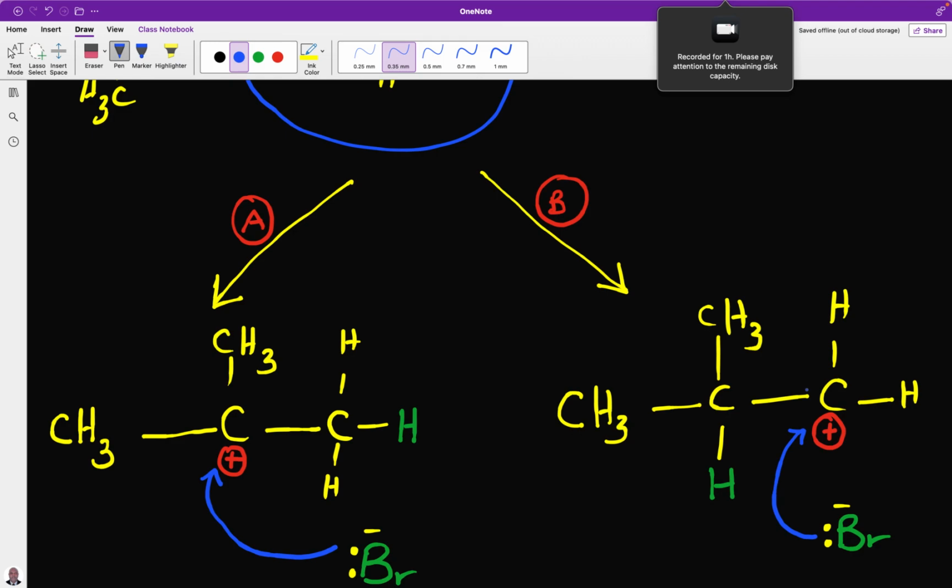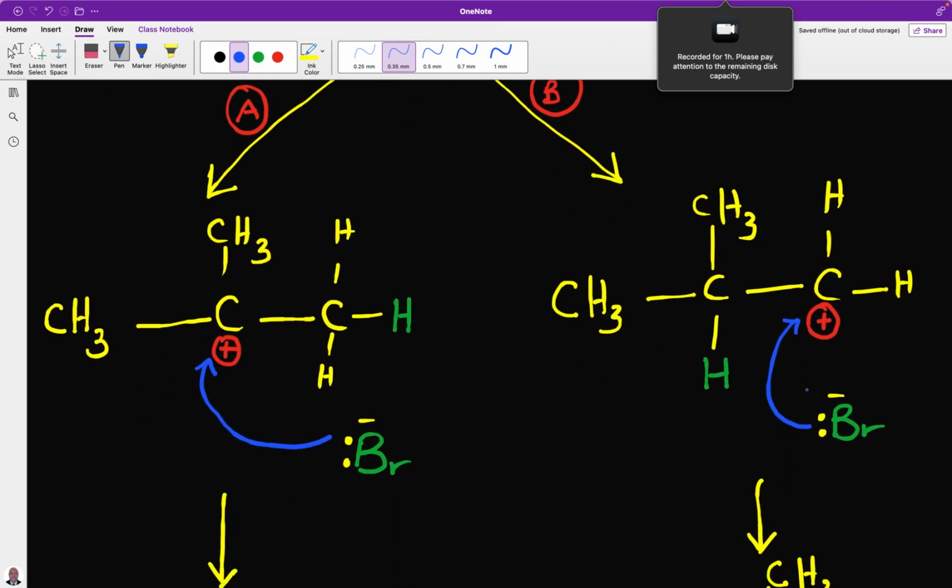carbocation. And in that case, as we said, because of the electron inductive effect, in other words, alkyl groups are electron donating. When they donate electrons on this positively charged carbon, they help to reduce the charge density on the positively charged carbon, making the carbon to be energetically more stable.